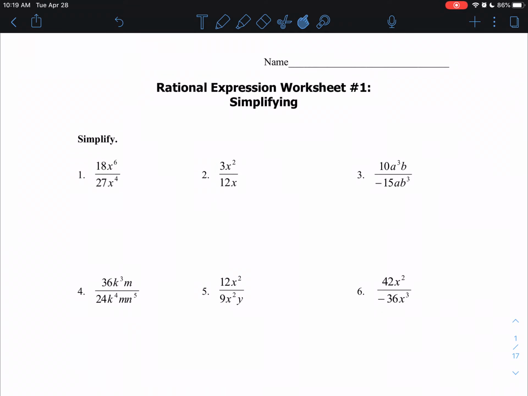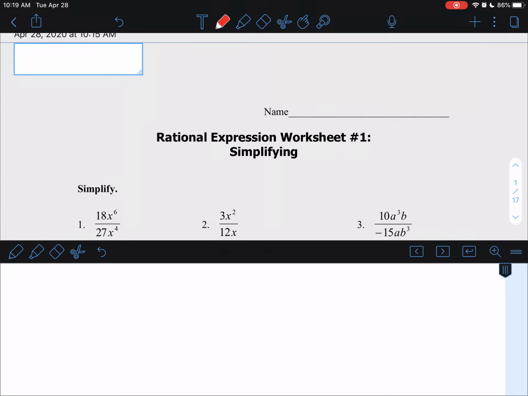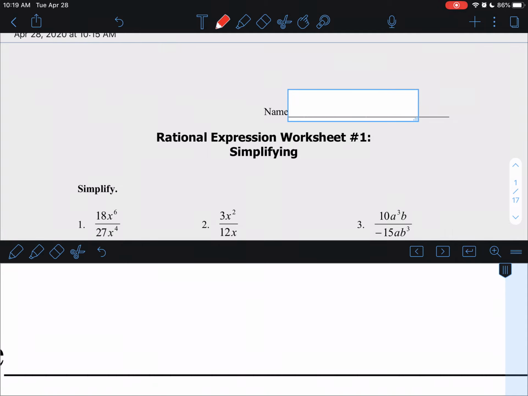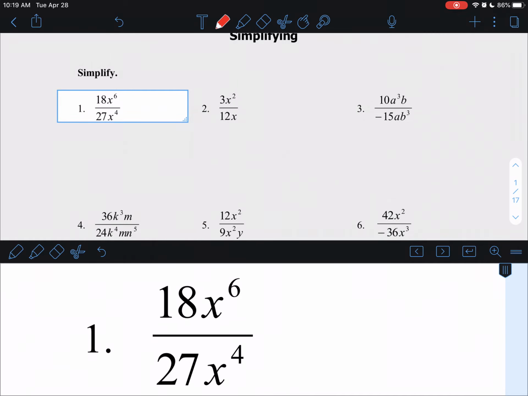So, simplifying rational expressions. This is what we're going to start with, and it is pretty simple. So I'll put my name at the top. So we got Mr. Williams. Okay, so we are simplifying 18x to the sixth over 27x to the fourth. And when we simplify these rational expressions, it's basically just like when we would simplify any fraction, pretty much.